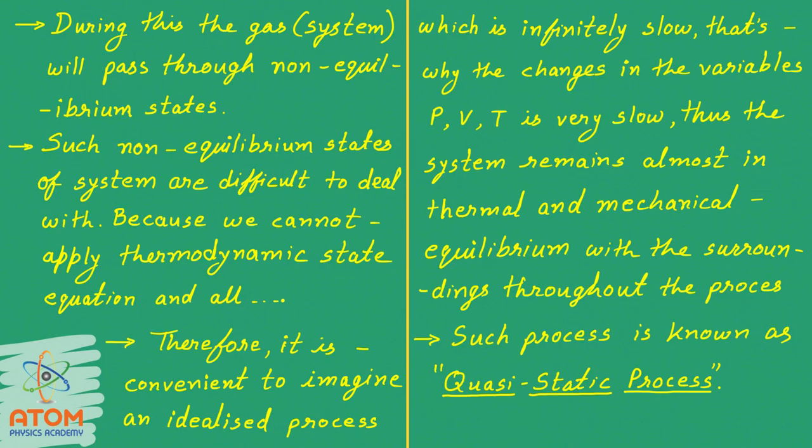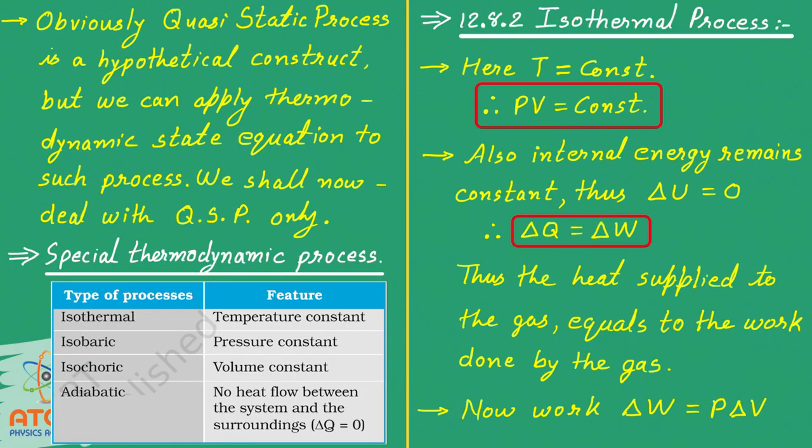If the process is not in thermal or mechanical equilibrium, that means if the process is in a non-equilibrium state, then we have to consider that process as a quasi-static process, so that we can apply the thermodynamics laws, we can apply the thermodynamic state equations. Understood? Obviously, quasi-static process is a hypothetical construct, but we can apply thermodynamic state equations to such processes, and so we shall now deal with quasi-static processes only.